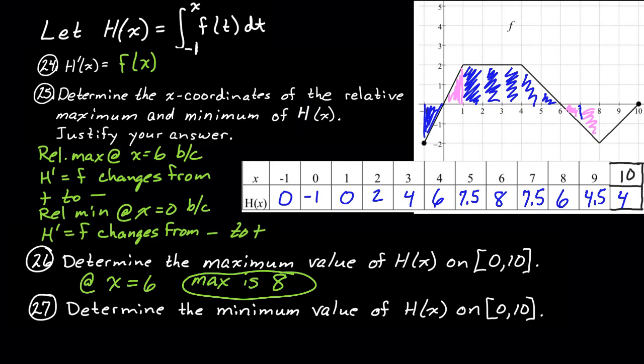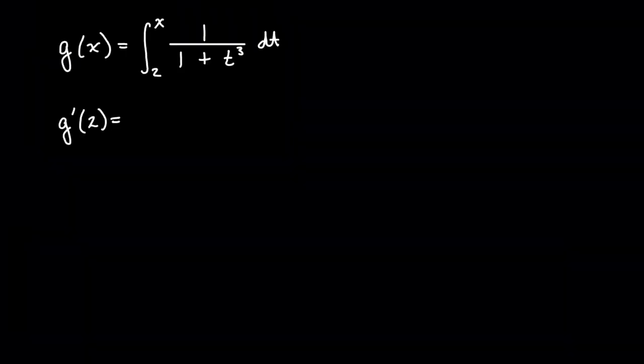All right, so then the next one, determine the minimum value. The minimum value is just the smallest value, which is -1. And this occurs at x equals 0. All right, let's look at the next problem here.